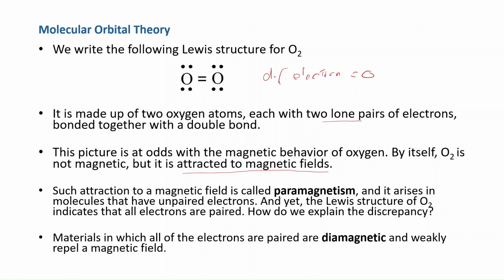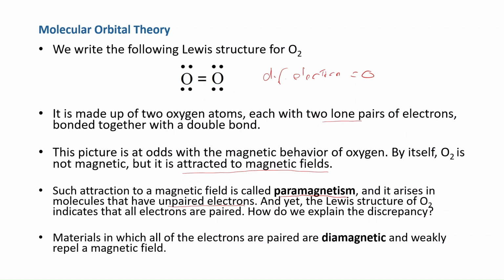Now, we call this paramagnetism. When you have a molecule that should not be attracted by a magnetic field, but it does, we call that paramagnetism. Usually paramagnetic molecules have unpaired electrons. That explains why they're attracted by a magnetic field, but this is what we're talking about. Oxygen doesn't have unpaired electrons, so how do you explain this?